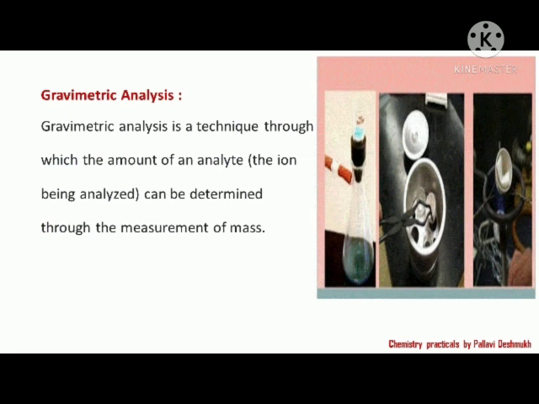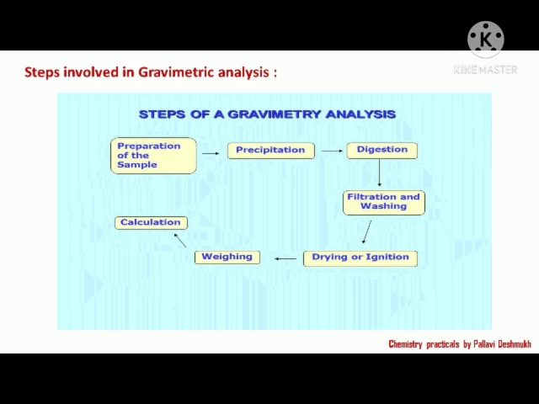Another important technique of quantitative analysis is gravimetric analysis. Gravimetric analysis is a technique through which the amount of analyte, that is the ion being analyzed, can be determined through the measurement of mass. Gravimetric analysis involves different steps such as precipitation, digestion, filtration and washing, drying or ignition, weighing and lastly the calculations.